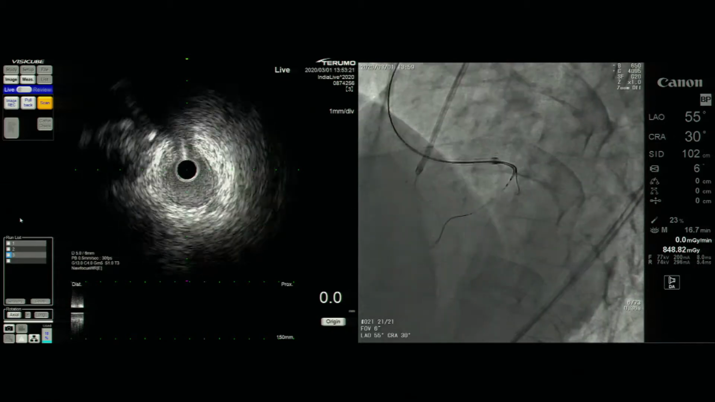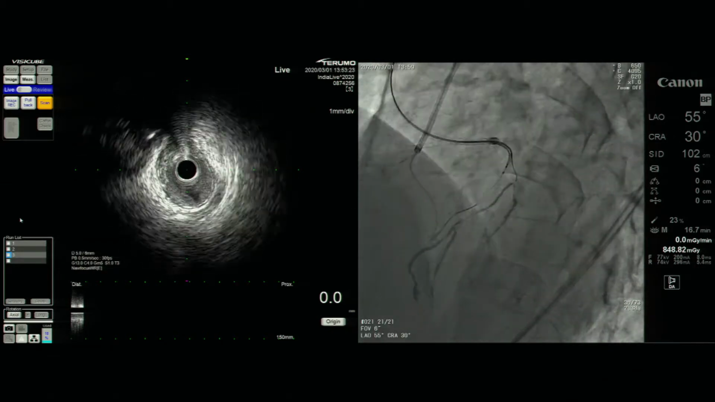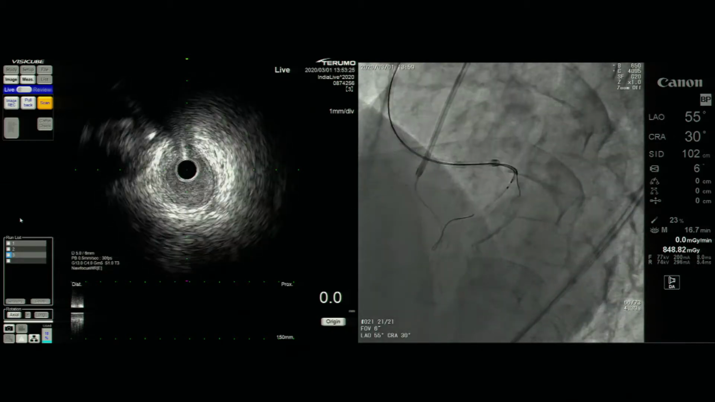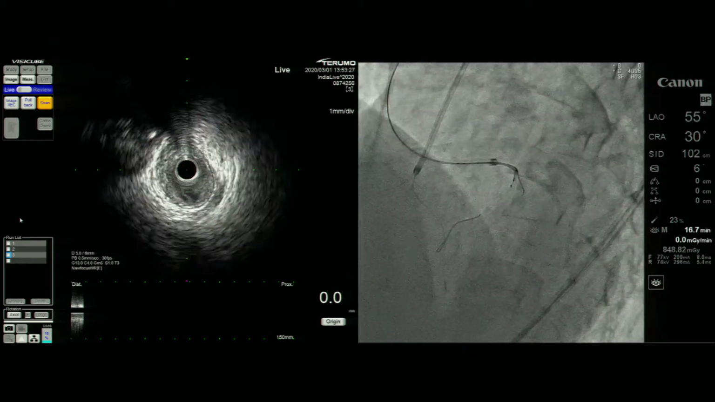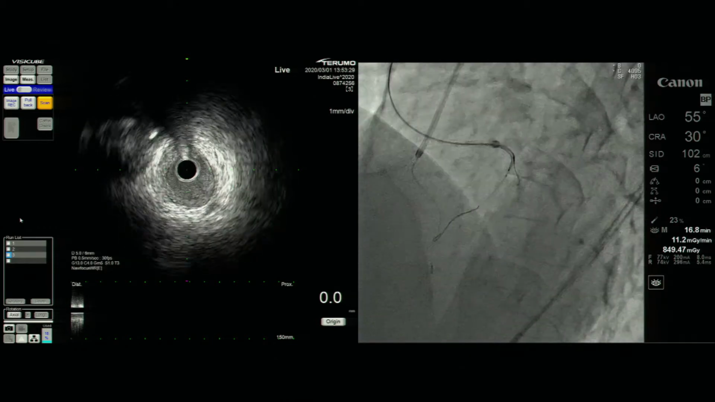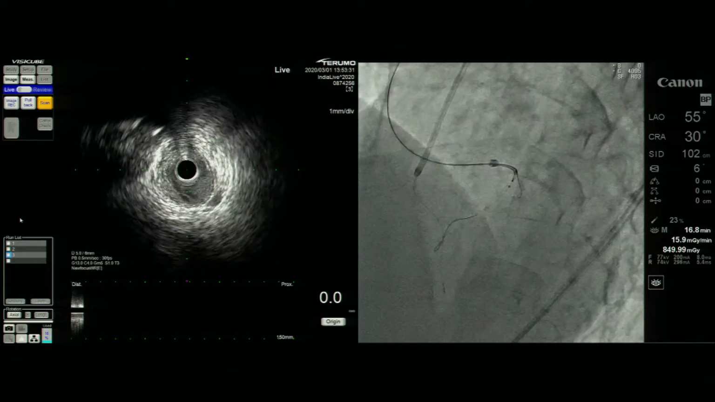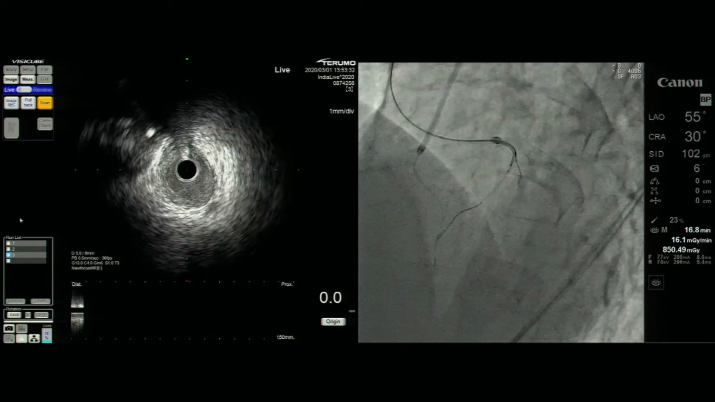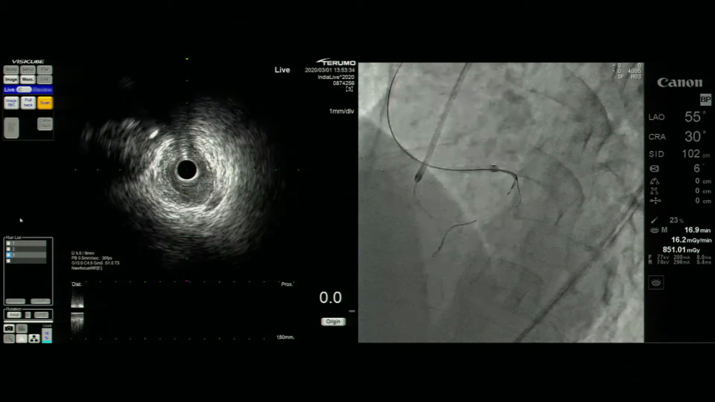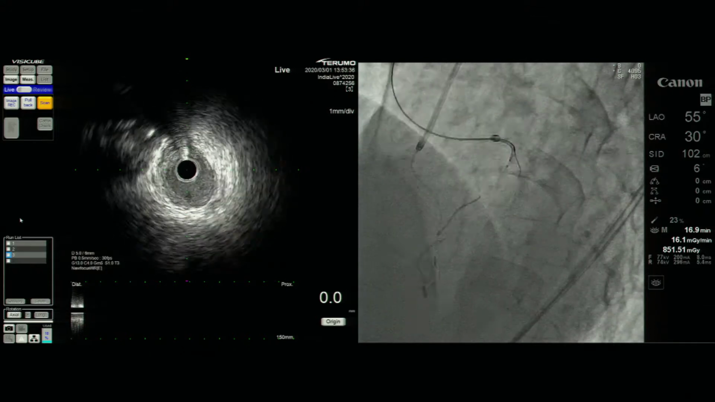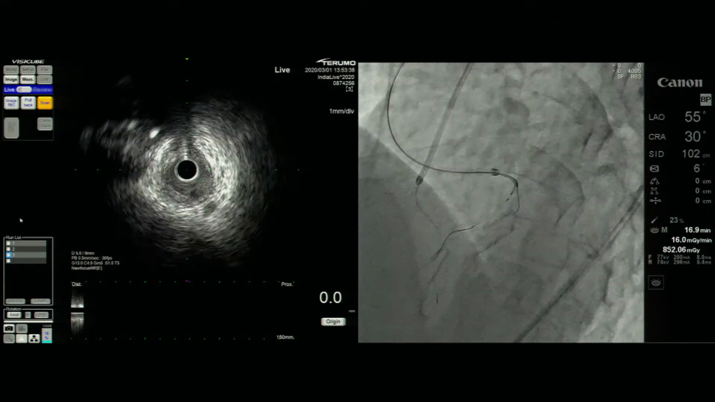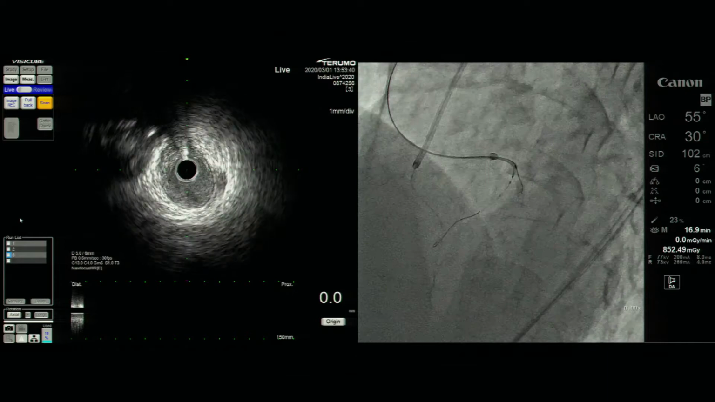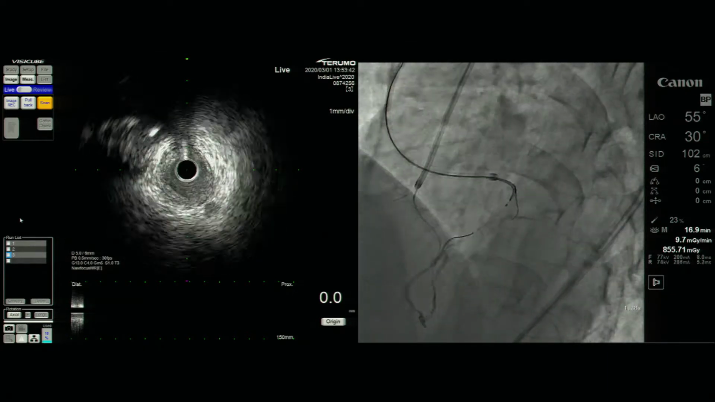Okay, so this position is better than before. I will control this wire.